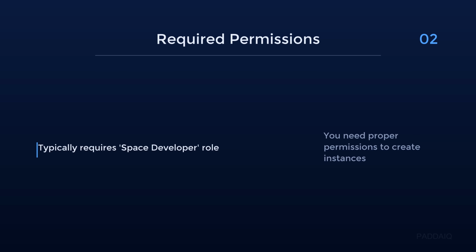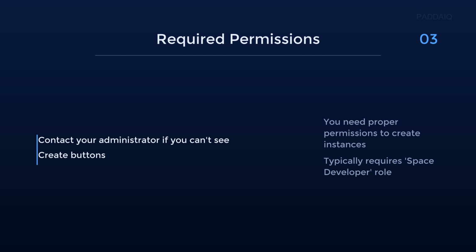Typically requires the space developer role. This means you need permissions to create and manage applications within a specific project area. For instance, to deploy a new employee onboarding app in the HR space, you must hold this role. This designated access is essential for building and updating solutions in your assigned environment.